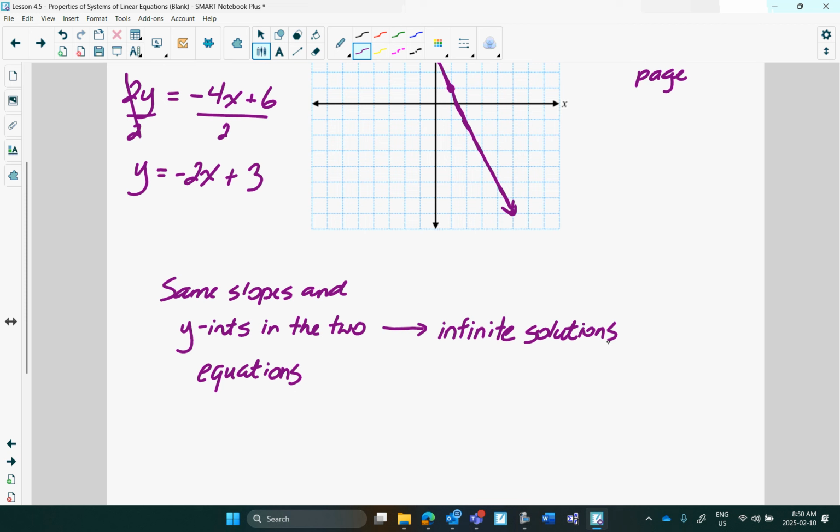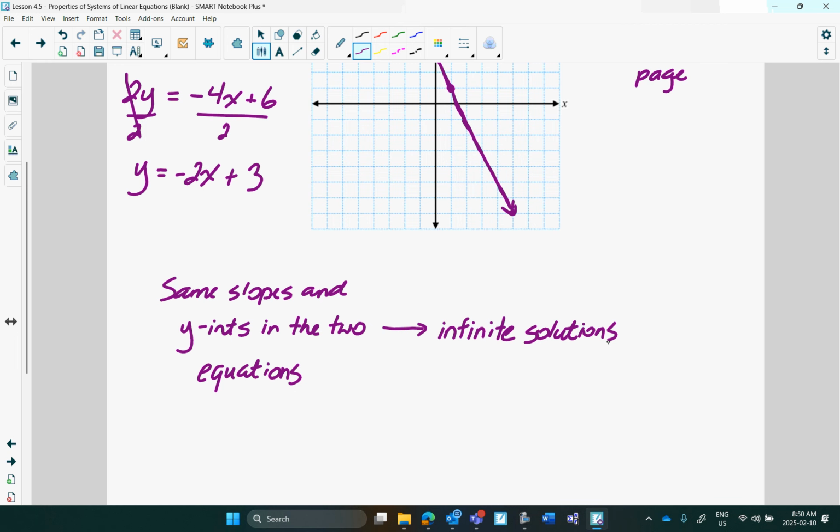So you need to remember those three situations. If they're different slopes, one, all the time. If they're the same, it all depends on the y-intercepts. If they're the same slope but the y-intercepts are different, it's two separate lines that are parallel. If it's the same slope and same y-intercept, both lines are identical, one's on top of the other. Infinite solutions.